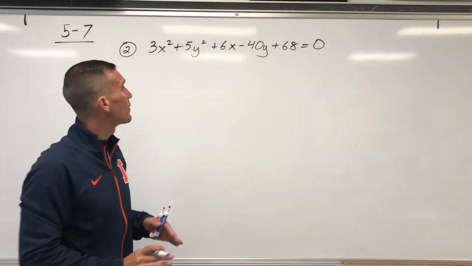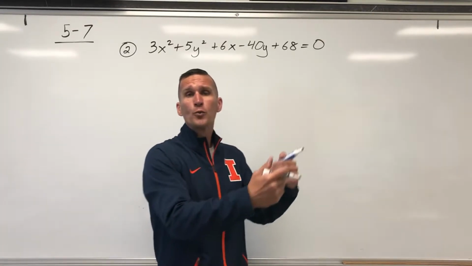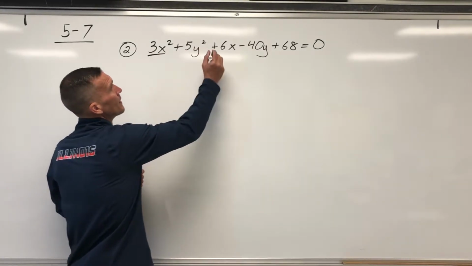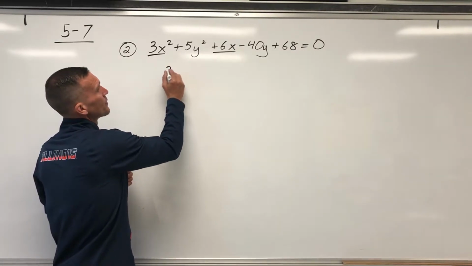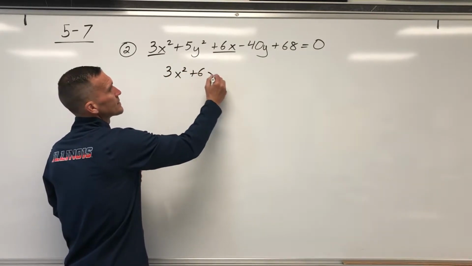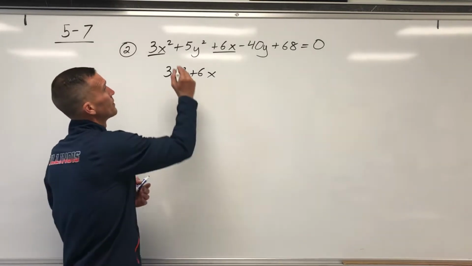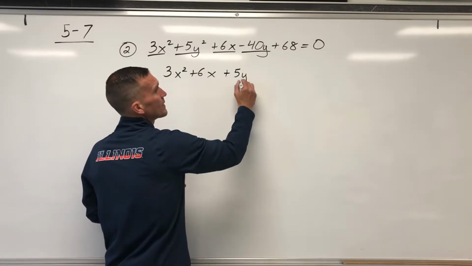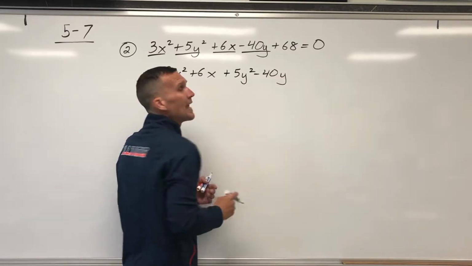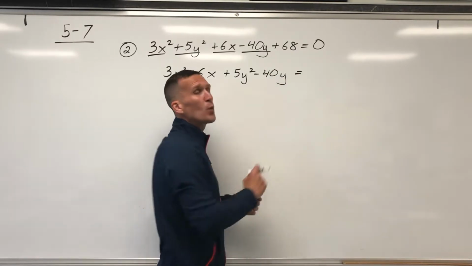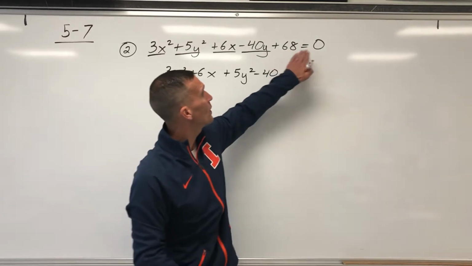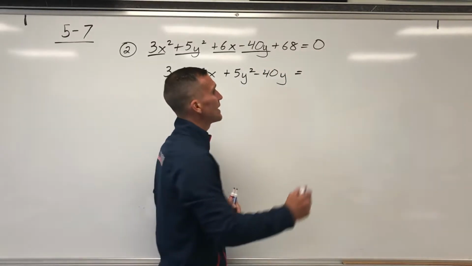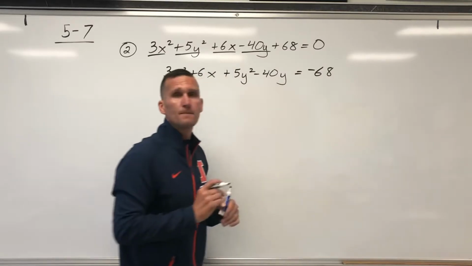All right, what I'm going to do now is that x group, y group, number stuff. So I group all my x's first, and I find them. There are my x pieces: 3x squared plus 6x. Now I'm going to go to my y group: plus 5y squared minus 40y. And then I'm going to put my equal sign, and I want my number group on the right side. Well, no matter what these two numbers are, you would just combine them. But minus 68 on both sides leaves me negative 68.